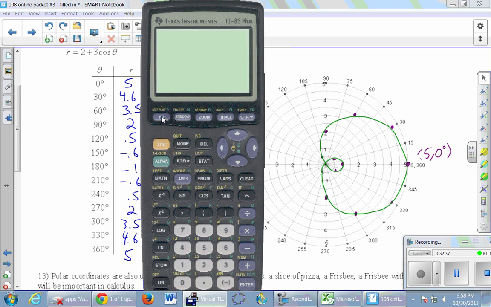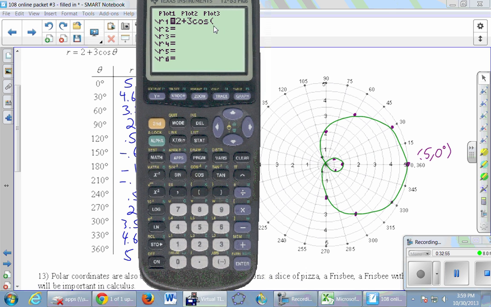But we're going to go into y equals and be very surprised. Because for the first time in our lives, it doesn't say y1 equals, y2 equals, y3 equals. It says r1 equals. Well, there's your r1. 2 plus 3 cosine theta. 2 plus 3 cosine. All right, so where do we find theta?